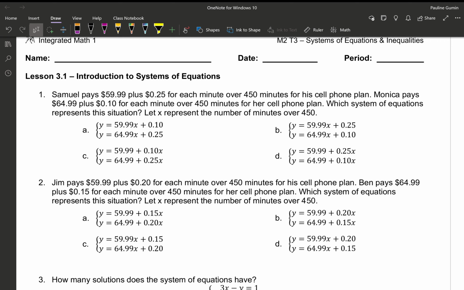What I'm going to begin with is looking at Samuel's information. Samuel pays $59.99 plus 25 cents for each minute. That means we should have a $59.99, a plus sign, and an X next to the 0.25. So let's see. Letter A I'm going to cross off because that has an X next to the 59. Same with letter B. Letter C, I do have $59.99, but it's plus 10 cents. It only matches with letter D, so letter D is my answer.